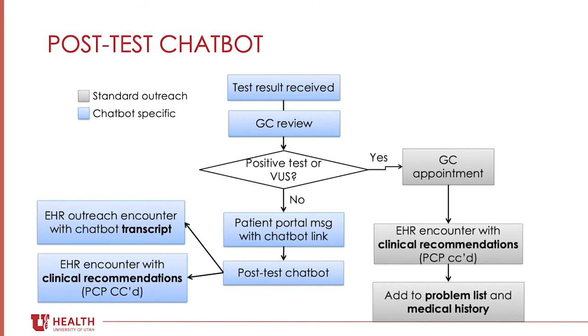Again, at the end of that interaction, a transcript of the chatbot is saved into the EHR as an outreach encounter for documentation, and the genetic counseling assistant will also create an encounter with clinical recommendations with the primary care provider copied. So that's kind of similar to the usual care workflow. On the other hand, if we have a positive test or a variant with uncertain significance, then we do have a genetic counseling appointment as in the usual care workflow.